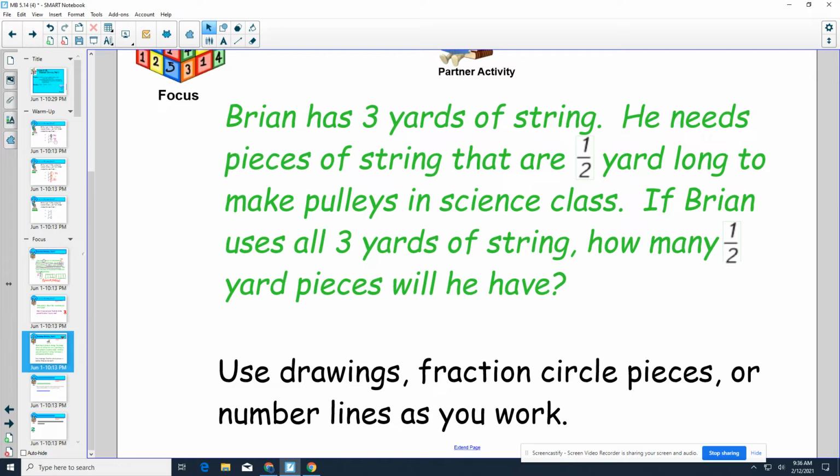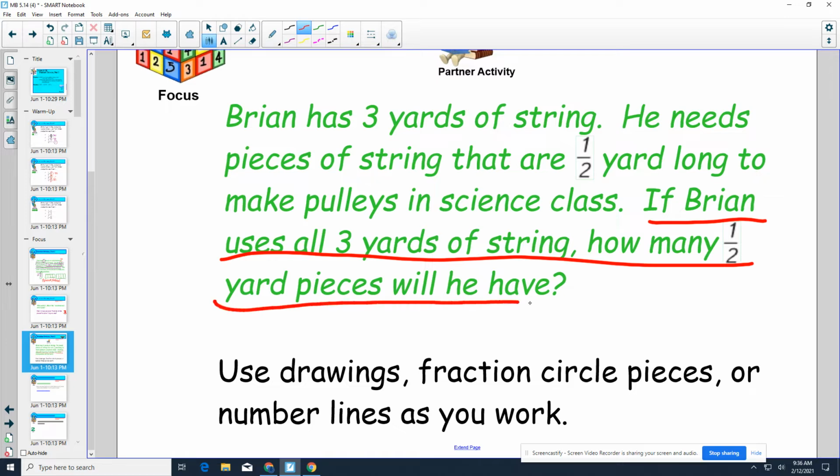Brian has 3 yards of string. He needs pieces of string that are ½ yard long to make pulleys in science class. If Brian uses all 3 yards of string, how many ½ yard pieces would he have? So let's see. I have 3 yards, and I know I need to split them into halves.